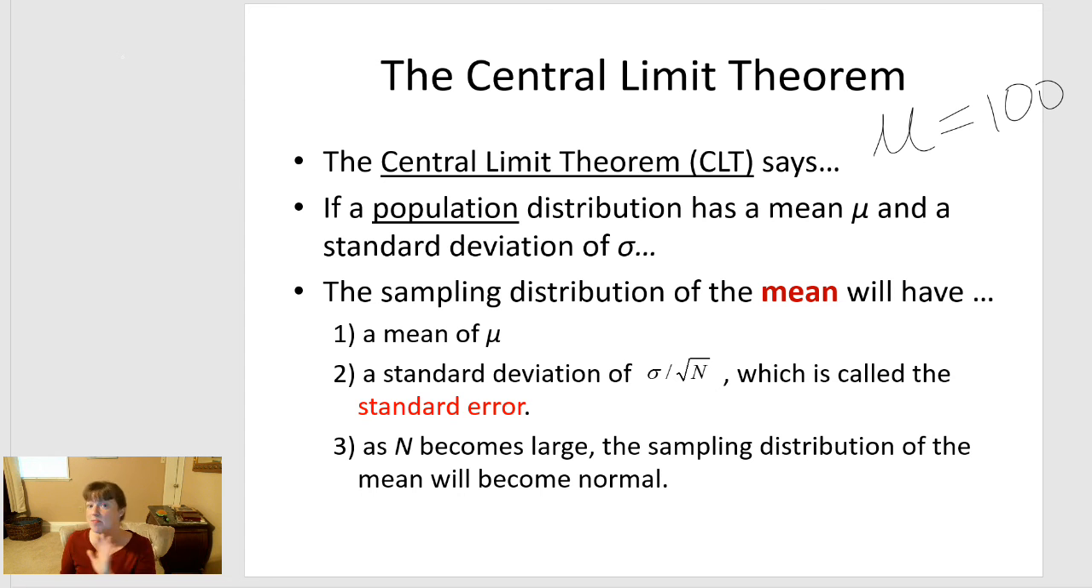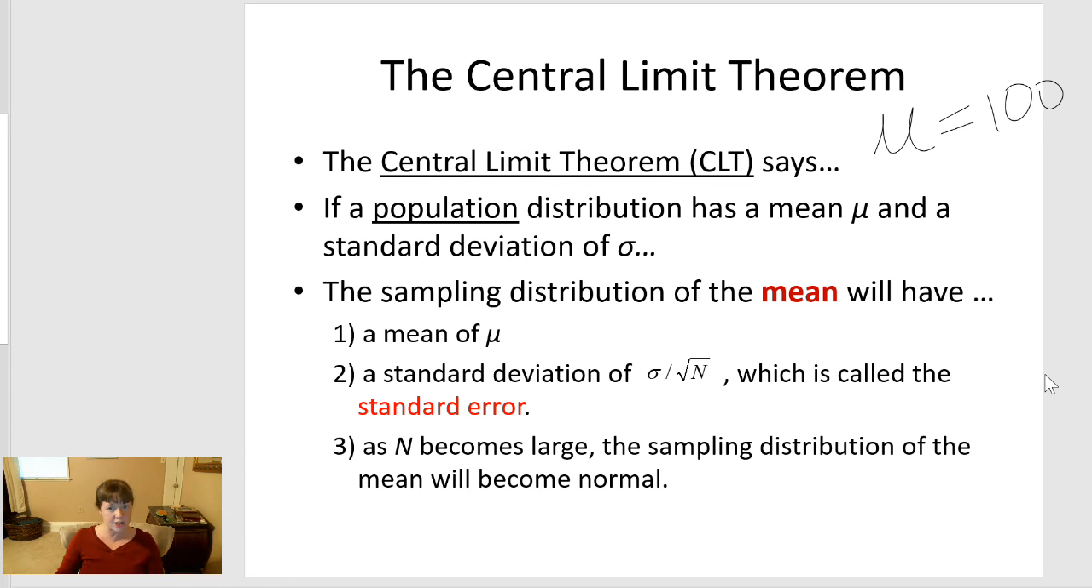And it is going to be related to the original standard deviation, sigma, but it is actually going to be sigma over the square root of n. That is how you calculate this new concept, standard error, the variability in an infinite number of averages. You start with the original population standard deviation, sigma, and divide it by the square root of the sample size, however many people are going to be in your infinite number of averages.